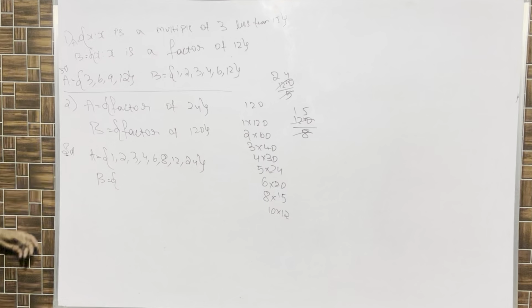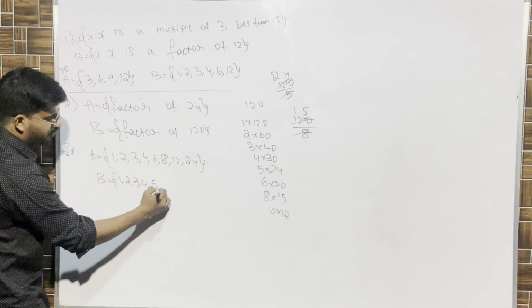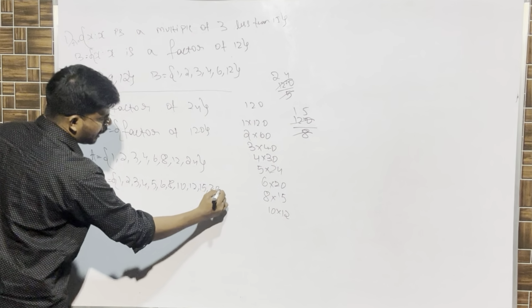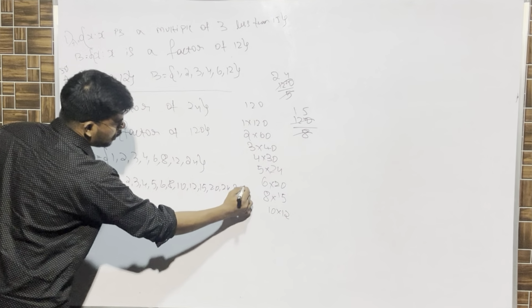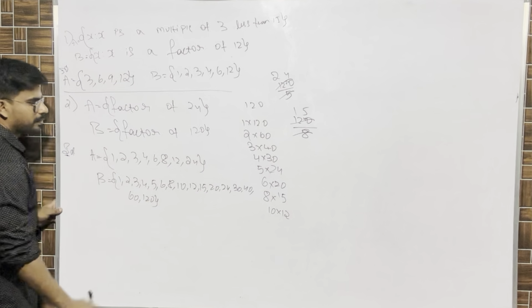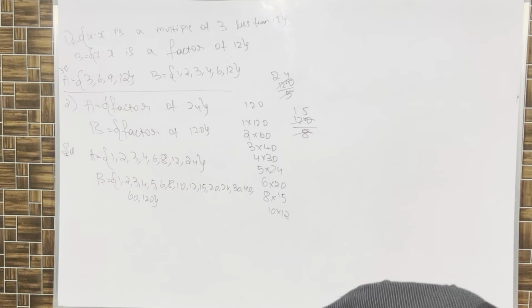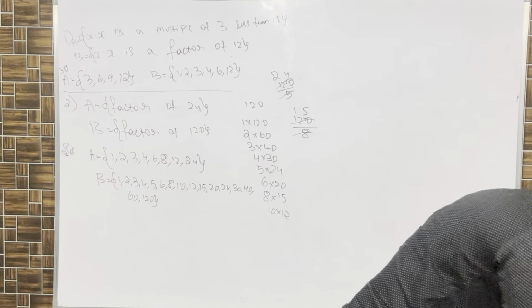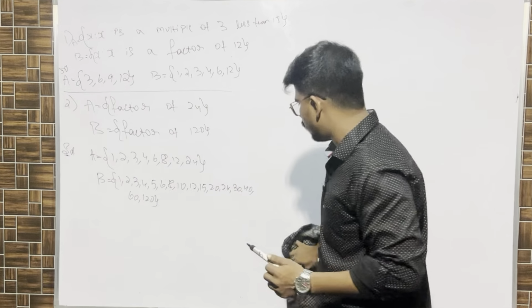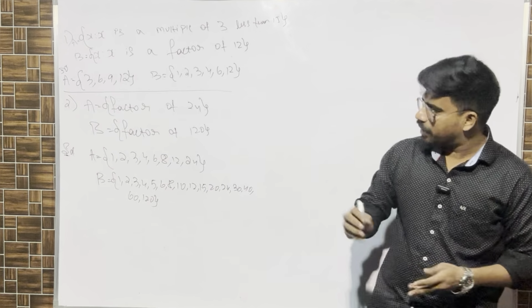So factors of B are 1, 2, 3, 4, 5, 6, 8, 10, 12, 15, 20, 24, 30, 40, 60, 120. Clear? This is how we write the factors. Next, let us move on to the next question. We'll also draw the Venn diagrams for this. Union and intersection we'll do, and we'll draw the Venn diagrams parallelly.